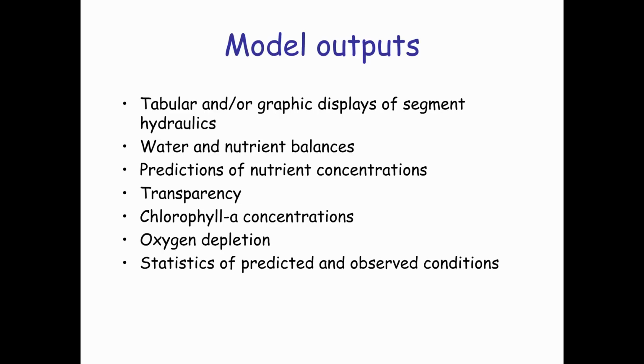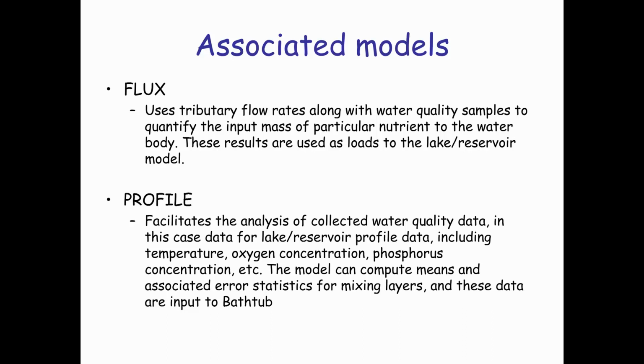So you get a mean value, but also get some statistics on the range of values, since inputs are given as being not particular values, but a range of input values for certain parameters. And so the outputs would also have a range of output values. The models associated with the Bathtub model are Flux, which we've used in class, and then also a model called Profile, which has to do with profiles of oxygen, temperature, and phosphorus within a lake or reservoir.